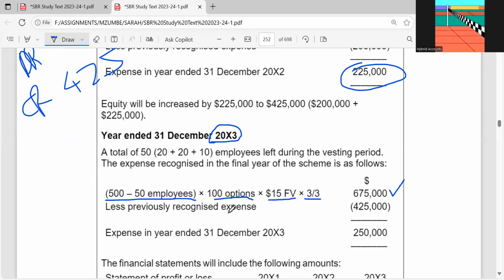To get the expense at the end of year 3, it's easy. You take this equity and you minus the previous equity, right? The previous equity was 425. So 675 minus 425, you have 250 here, right?